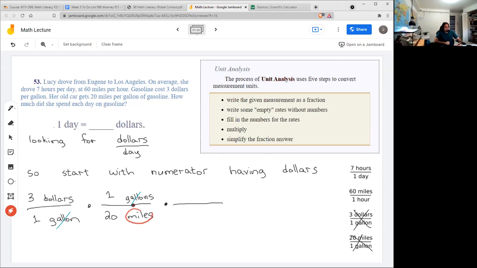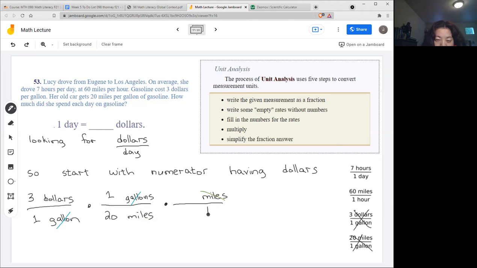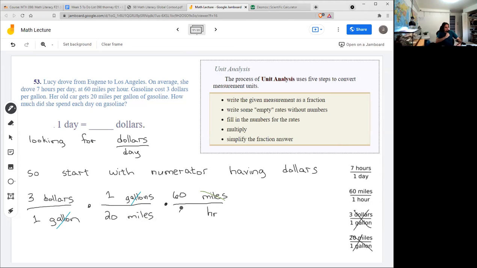I'm trying to get rid of miles now. Before I was trying to get rid of gallons, so I did. Now I'm trying to get rid of miles, so I will. I need something with miles on the top so they can cancel. I would love it if I had something with miles and day, because again, my goal is to have dollars per day. But as before, I don't have miles per day. You have hours. I have miles per hour. 60 miles is 1 hour. Okay, I'm getting closer.